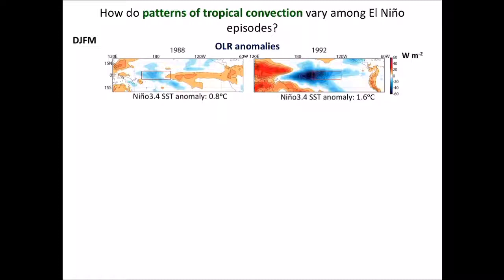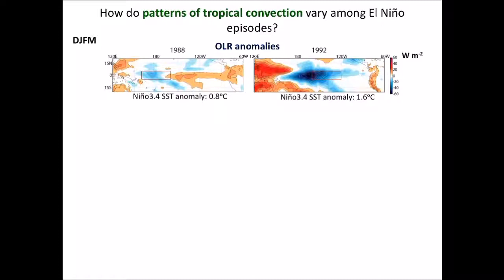Okay, but one thing I really do like about this study is that it gets into the patterns of tropical convection. So if there are predictable variations of the El Nino teleconnection patterns, it's likely going to be related to these patterns of tropical convection. So how do the patterns of tropical convection vary among El Nino episodes?